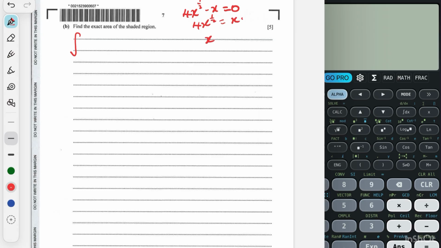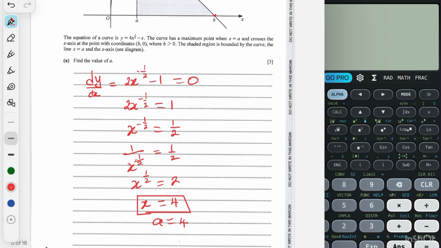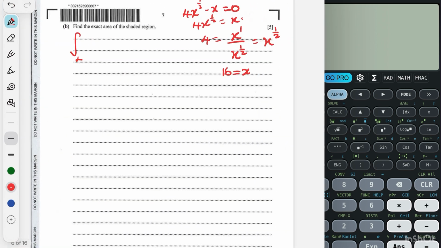So we can do 4x to the power of half is equal to x. Then I will just divide, so what is the easiest? So 4 is equal to x divided by x to the power of half. So this is x, so this is 1, right? So 1 minus a half indices. So x to the power of half. So x will be 16. So I'm integrating from the value of a, which was 4, from 4 to 16. So from 4 to 16, then 4x to the power of 1 by 2 minus x with respect to x.